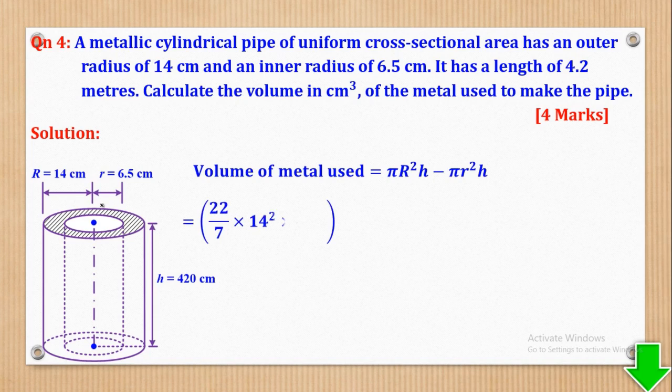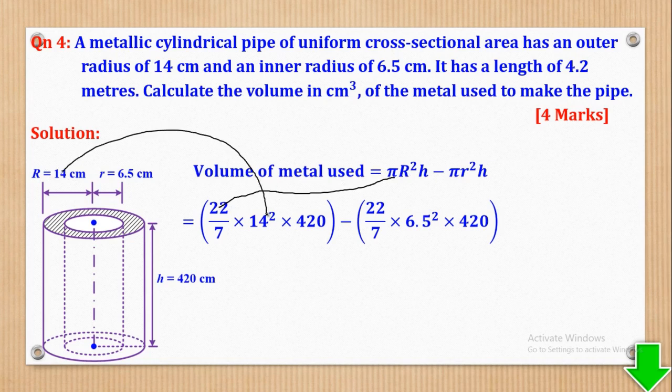Now when I substitute, I'll come and say that pi, now since they didn't give pi, there are two ways of using pi. You can use pi as a fraction, and that will be 22/7, or you can use pi as a decimal, and that will be 3.14. So any will be correct. So for me, I've chosen to use pi as 22/7, which is that. Then radius of capital R was 14, so I'll come and put 14 squared there. Then the height was 420, so I'll put 420 there.